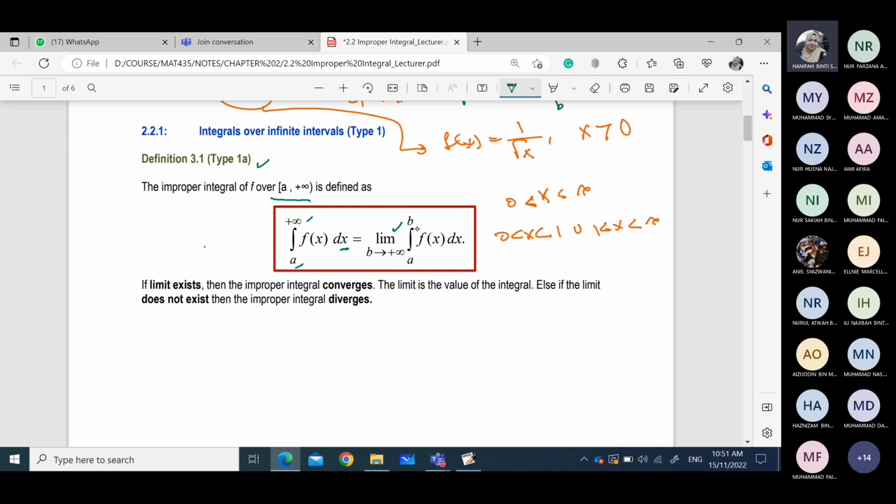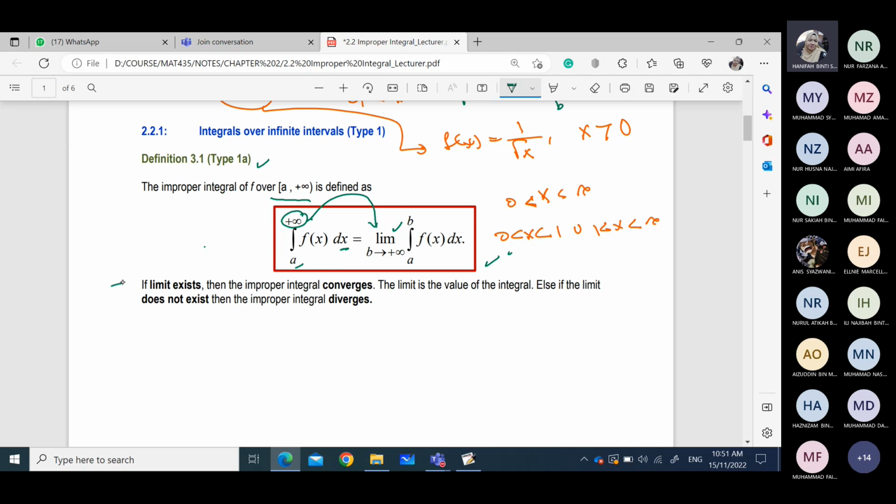to b. Okay, so here, since we have infinity, then we need to put a limit. So we take b approaching to infinity. That's why we have a limit as b approaching to infinity for this integral. Okay, so this is the definition. Right, so when you want to solve this problem, you have to give the definition of the improper integral. Alright, so this is very important.